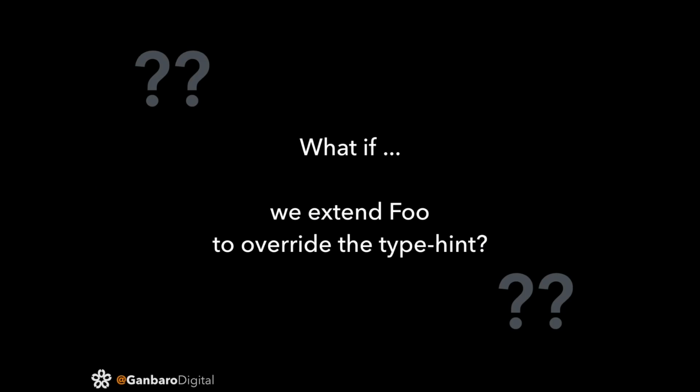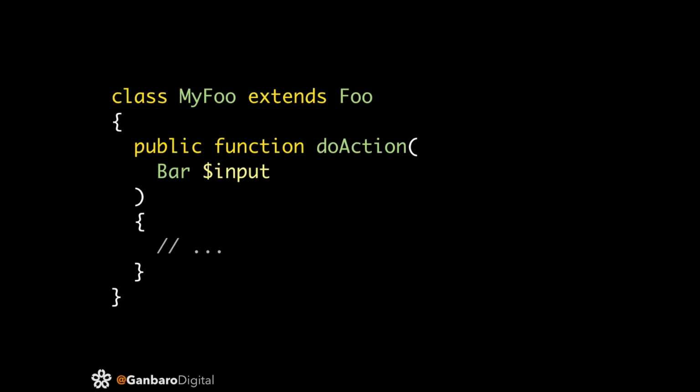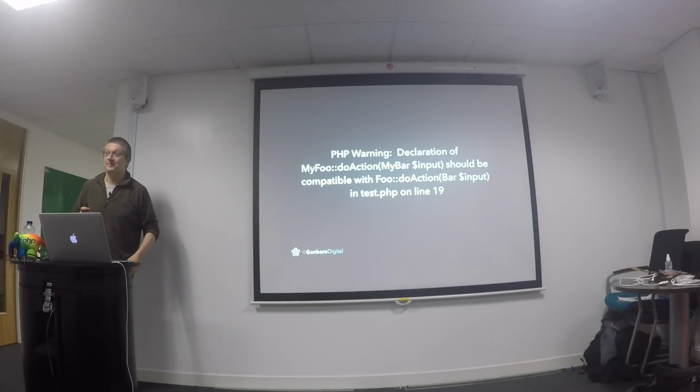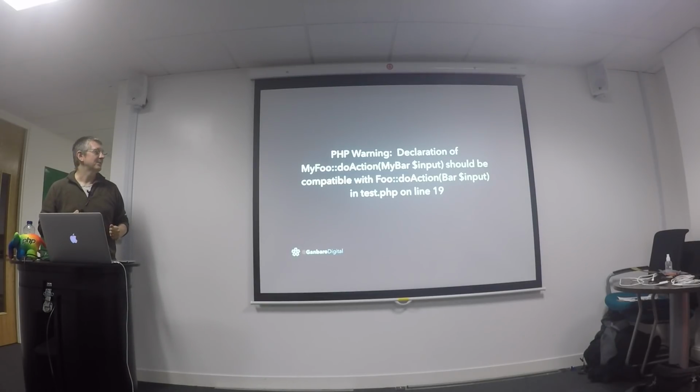So let's look at that. What if we did that? What if we extended foo ourselves so that we can override this type hint? I mean, this is a car crash in so many ways, but we're just going to focus on one. First of all, does anyone think that code will run or not? There's a few shaking of heads. Anyone think it will run? Well, it does. But you do get a warning. You do get a warning. But the code actually does run.